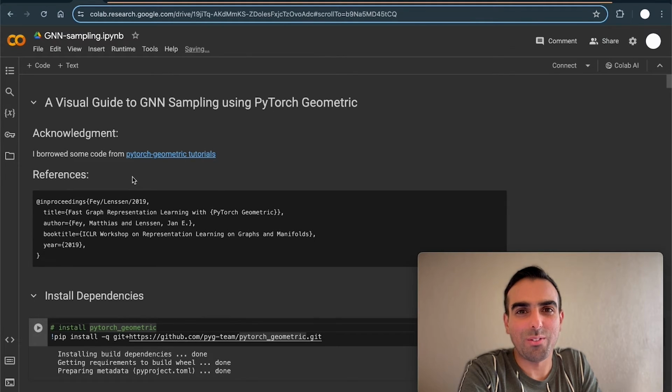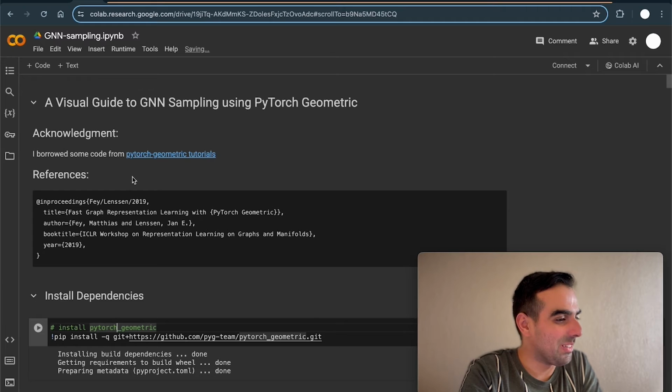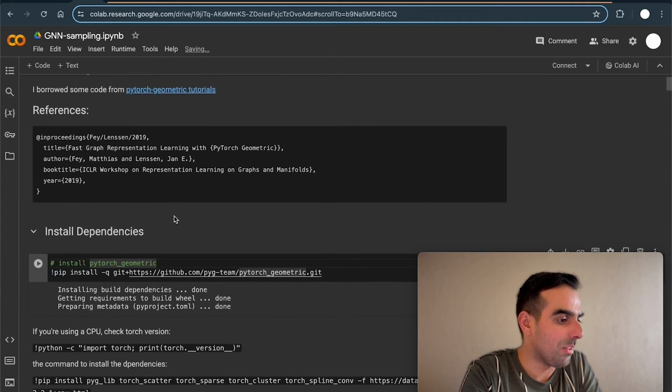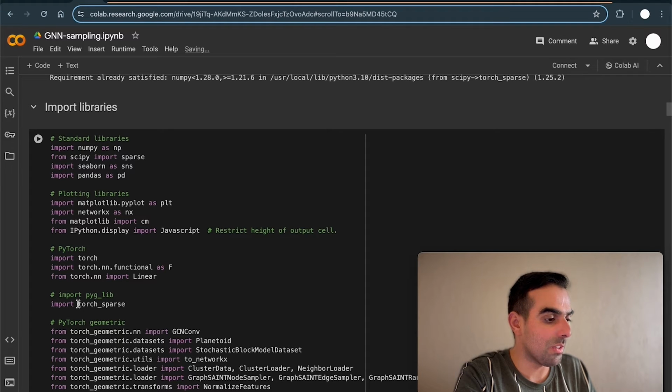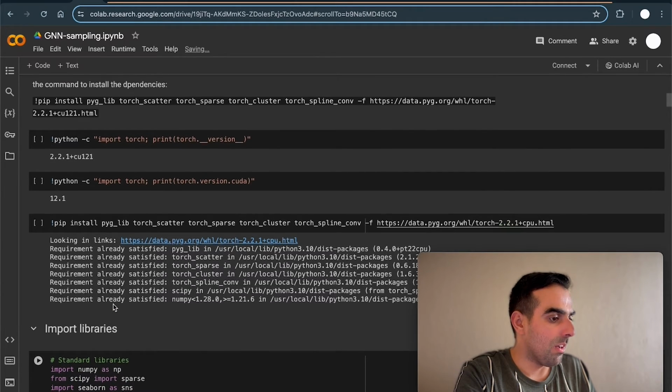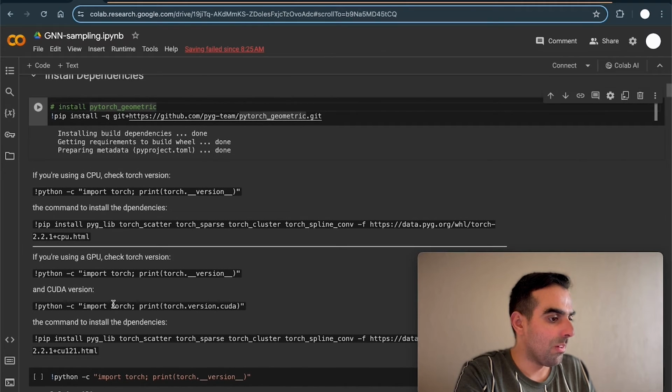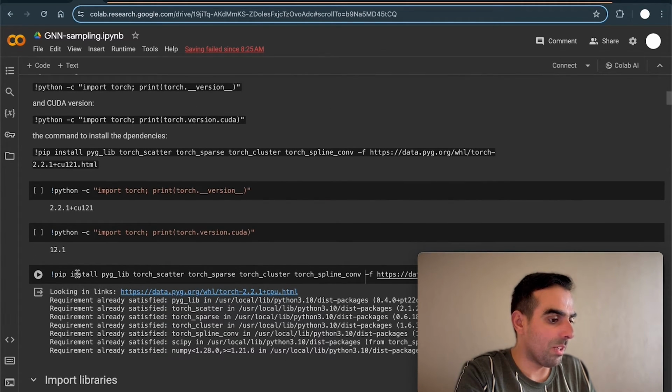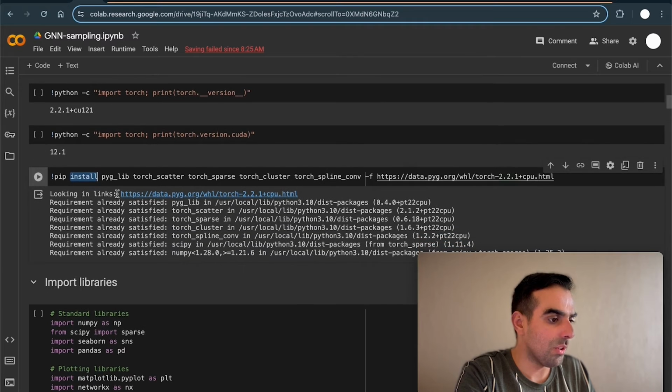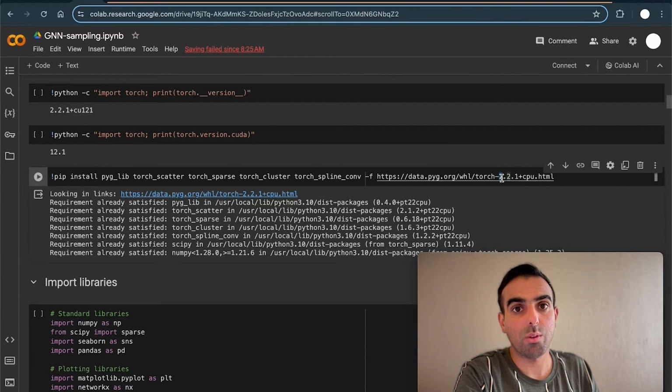Now it's time for the code. I would like to acknowledge the help of the pytorch-geometric tutorials. I brought some code from there, and here's the BibTeX entry for the pytorch-geometric paper. Most of the sampling methods need torch sparse, and torch sparse can be installed using this command here to install pytorch geometric dependencies. But this command depends on whether you're working on the CPU or on the GPU.